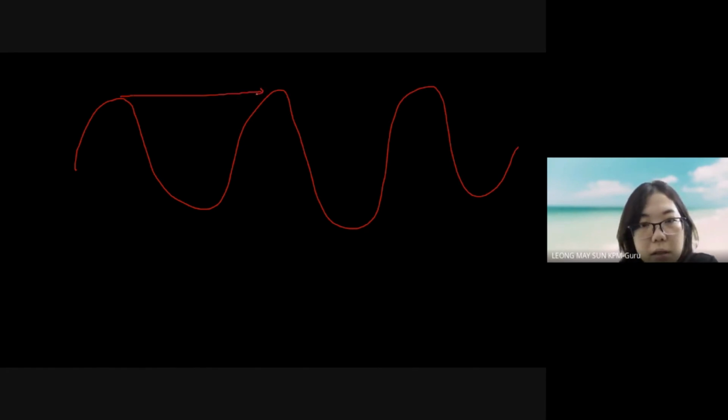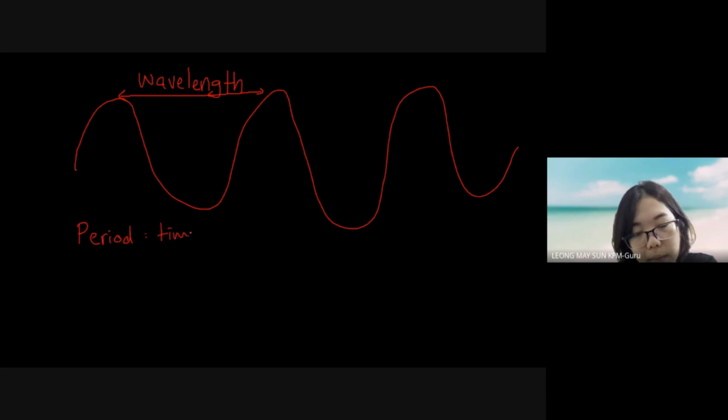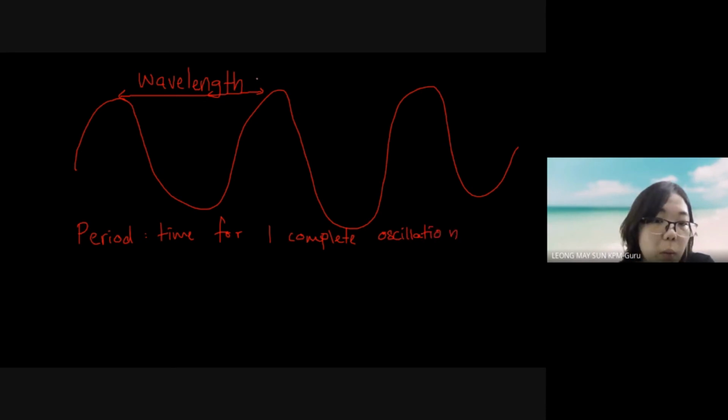The distance between two consecutive crests is a wavelength, and that is also the distance for one complete oscillation. Next is period, which is the time taken for one complete oscillation. Wavelength is the distance for one complete oscillation.